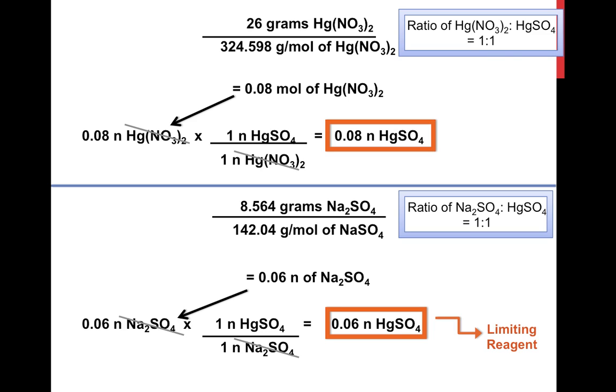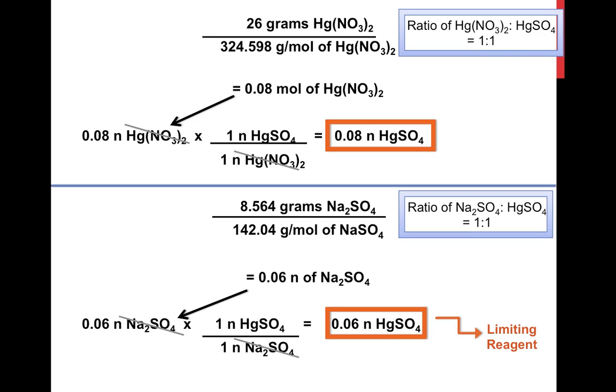We must then find the moles of sodium sulfate from 8.564 grams. To do this, we divide the grams by the molar mass of this reactant. We then produce 0.06 moles of sodium sulfate.